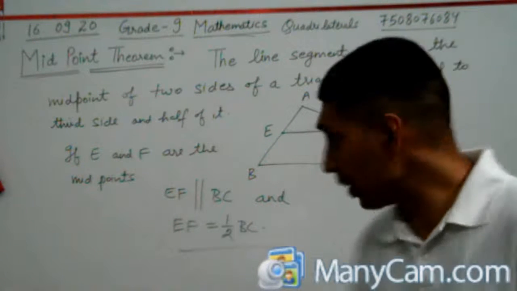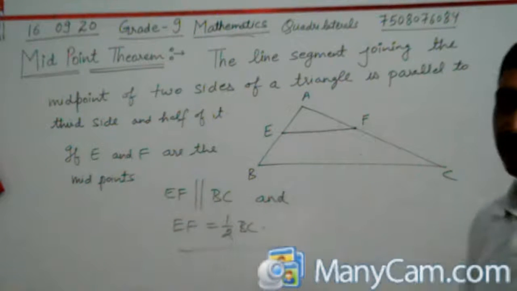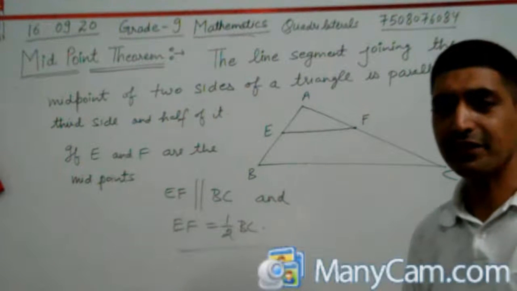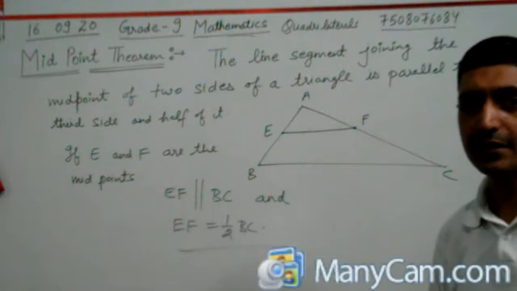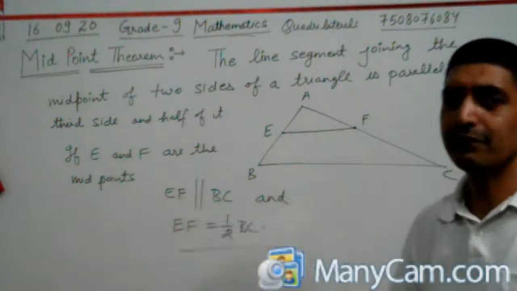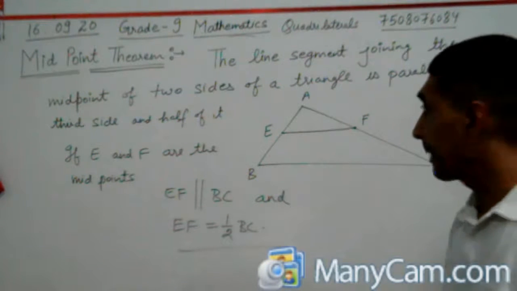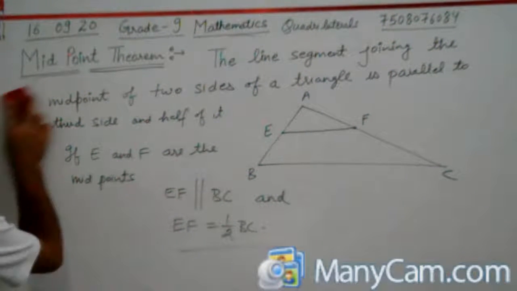What is the converse? When we draw a line from one midpoint parallel to the third side, definitely it will pass through the midpoint of the third side. Okay. First we will prove the midpoint theorem, and then we will discuss its converse. Right. So this is the statement of the midpoint theorem. Right. So its proof.